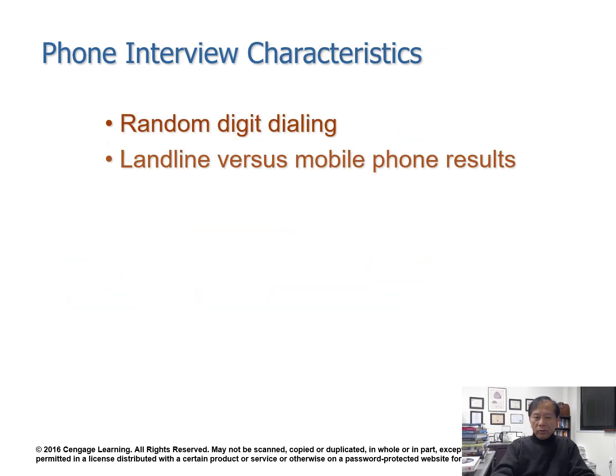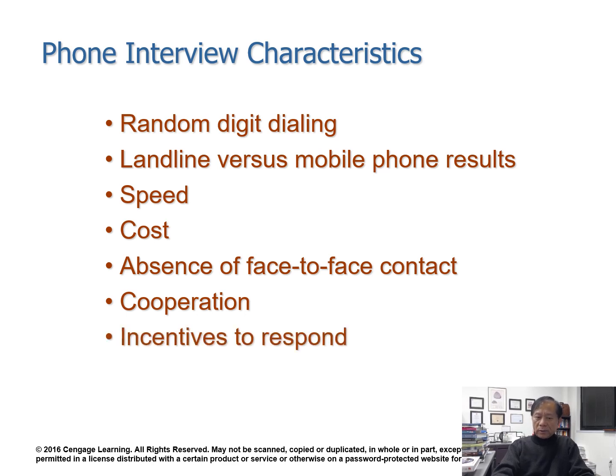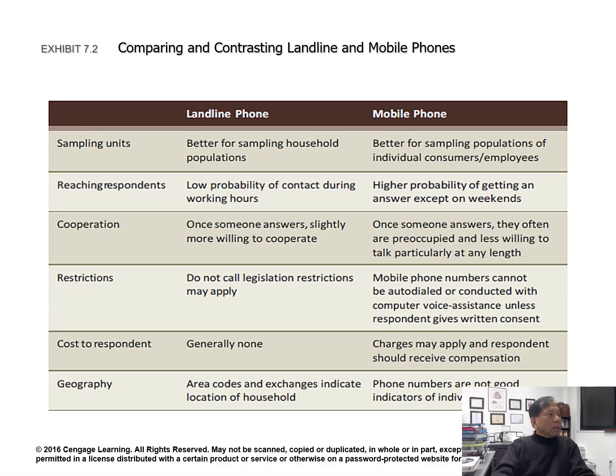Phone interview characteristics, you know, you can have random digit dialing. You can use a landline versus a mobile phone, right? The speed is good, and the cost is low. There is no face-to-face contact. It's easy to get cooperation. You could have incentives to respond. You don't have the visual medium, though, of course. These are examples of comparing and contrasting landline versus mobile phones.